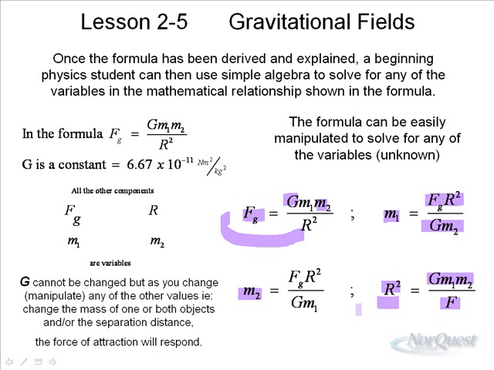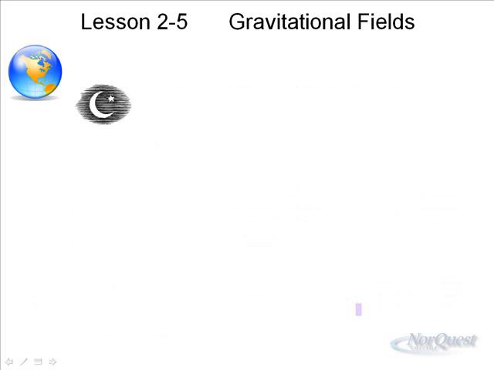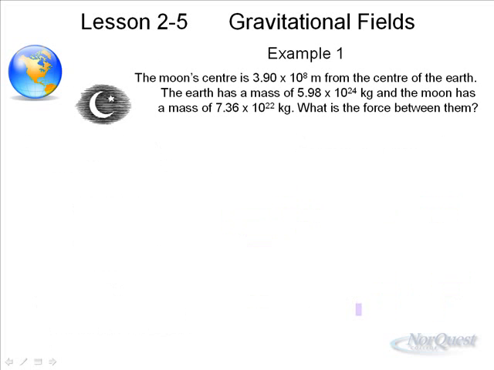All right. So looking at an example of the attraction between the Earth and the Moon, it says the Moon's center is 3.9 times 10 to the 8 meters from the center of the Earth. The Earth has a mass of 5.98 times 10 to the 24, and the Moon has a mass of 7.36 times 10 to the 22. What's the force between them?